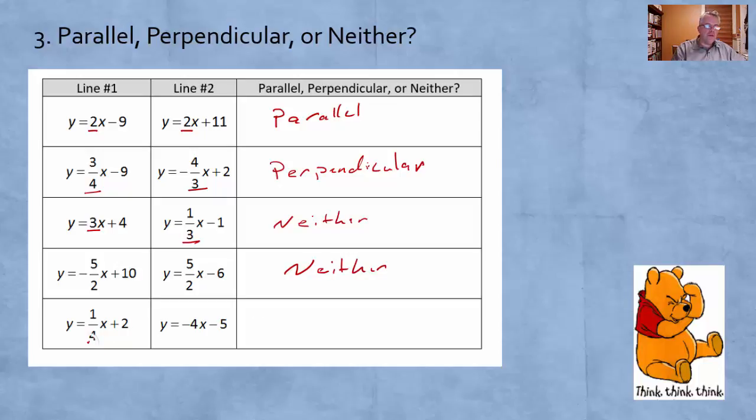The slope of this one is 1/4. The slope of this one is -4. Those are opposite reciprocals. This one's positive, that one's negative. 1/4 and 4 are reciprocals. These are perpendicular.